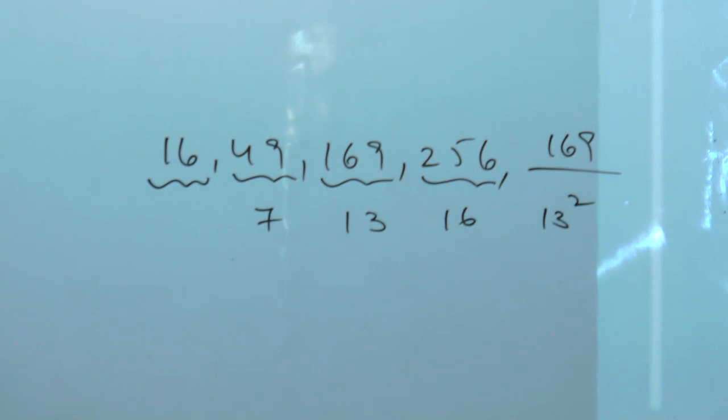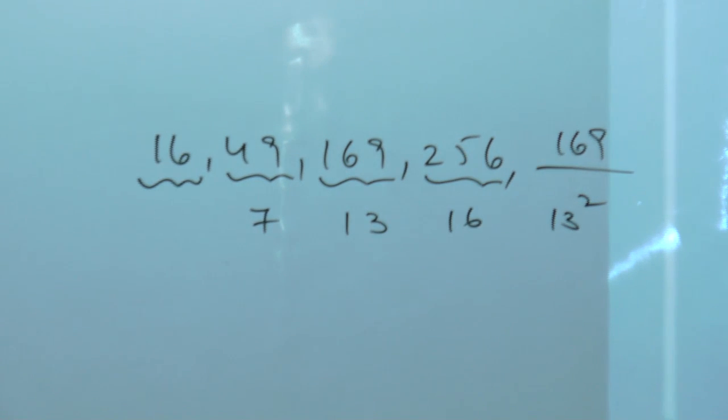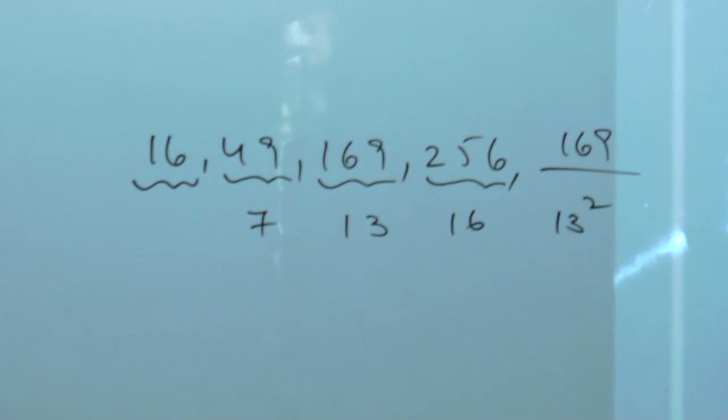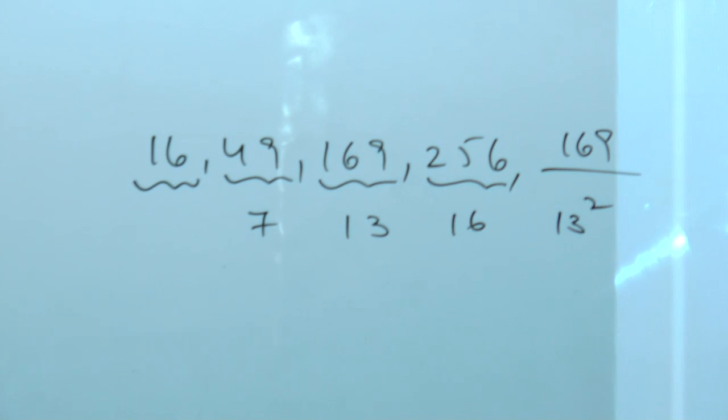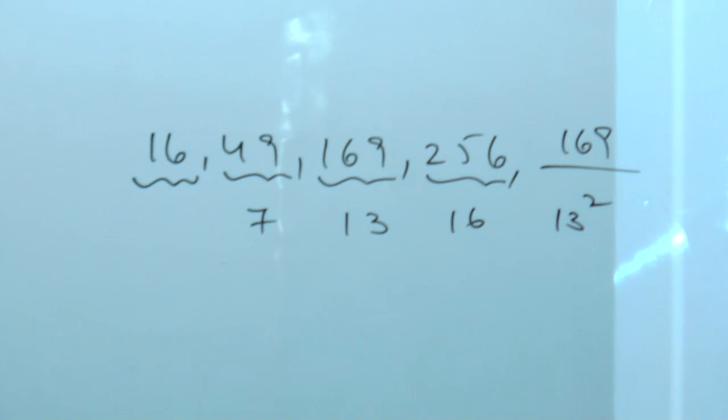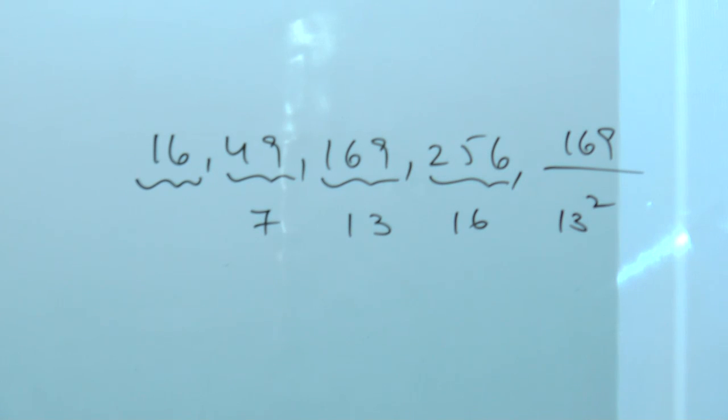If you had 19 square, you could give that as your answer, but that 19 square is not there. 3 square is 361. Do you have 361? Yeah, if you have 361 then that would also be an answer. But the answer for this is 169.